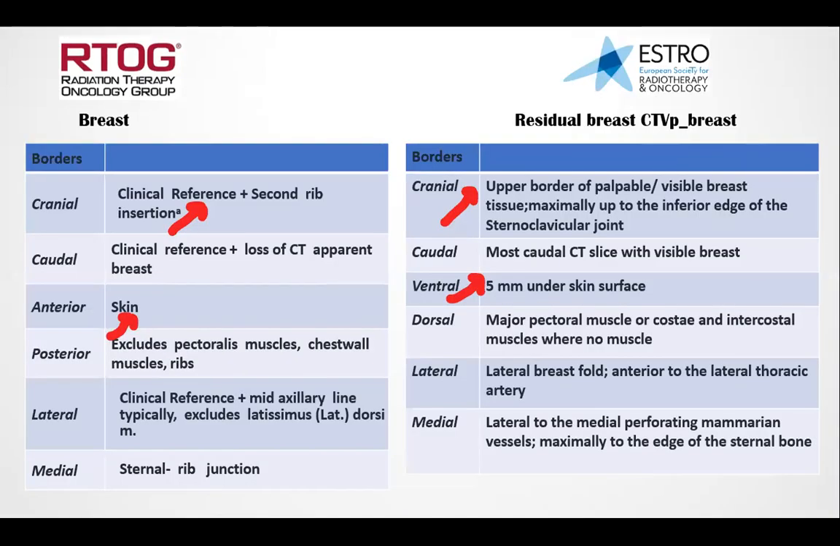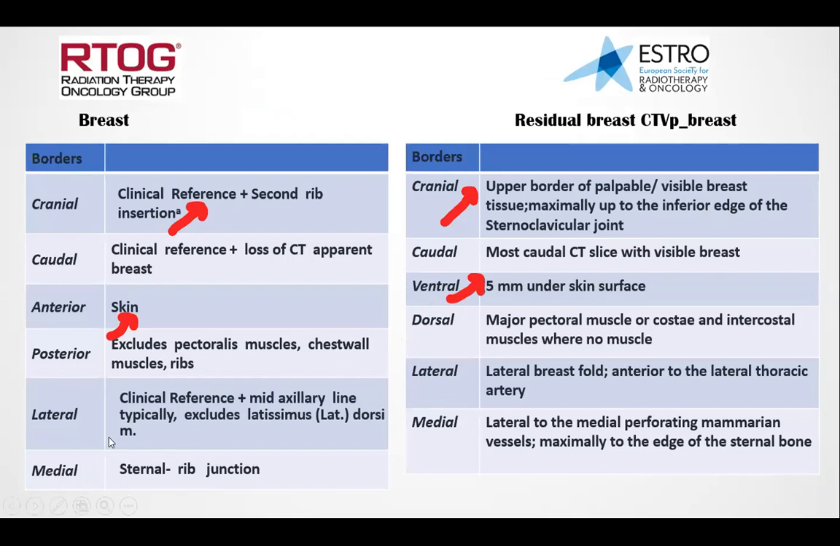This is the main difference between the two guidelines. Coming to the posterior border, it is again similar between RTOG and ESTRO. Both have excluded the pectoral muscles, and both have excluded the chest wall and rib muscles. So there is no difference between these two borders.